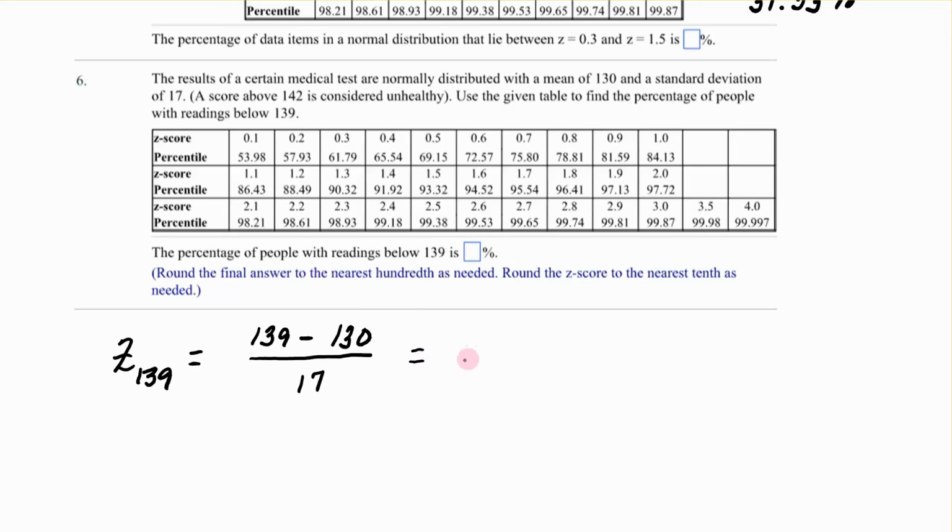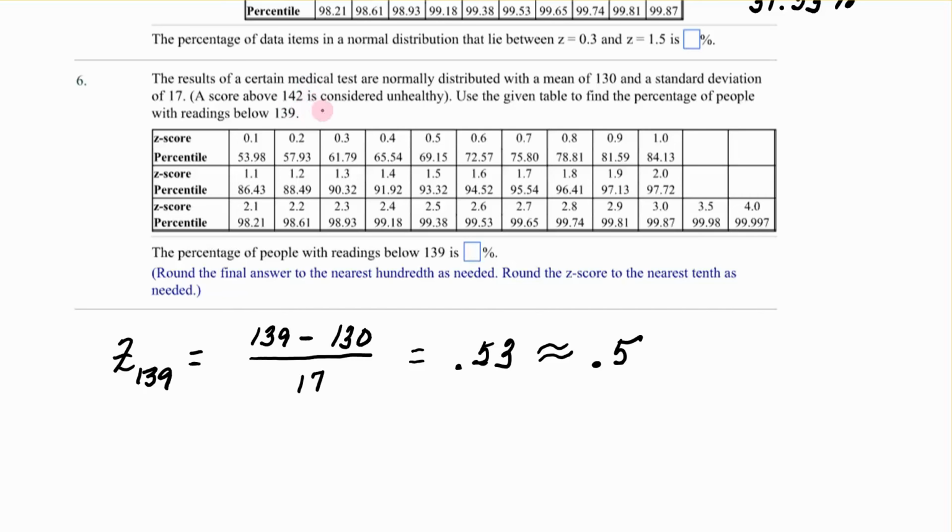It says that you get 0.53. Now, if I look at my chart, this is only in tenths. So I'm going to have to use my chart. This is closest to 0.5. Okay? So it wants to know, use the table to find the percent of people with readings below.